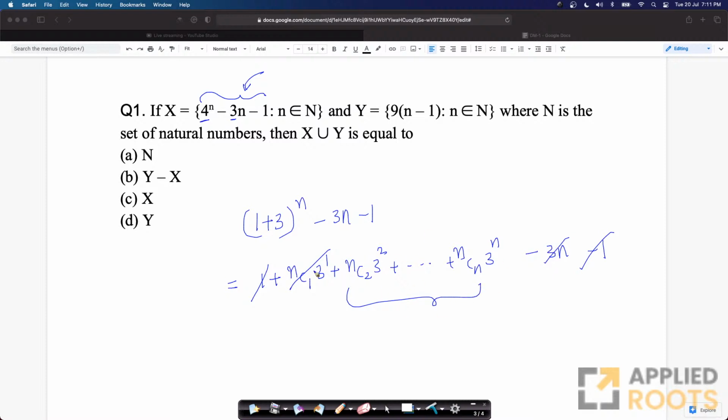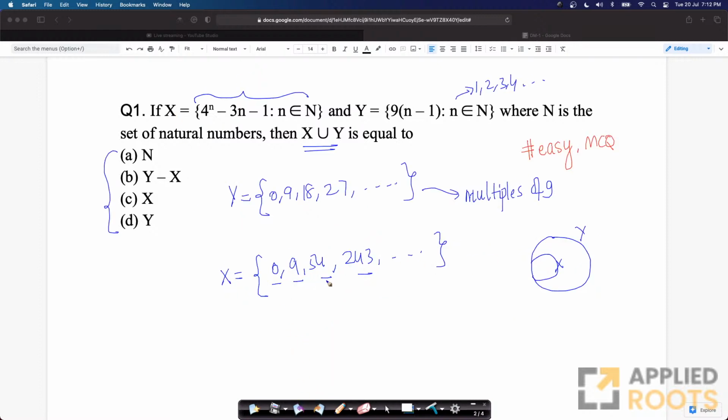Now, you can take 3 squared common. If you take 3 squared common, you get n choose 2 plus n choose 3 into 3 power 1, and so on and so forth, n choose n into 3 power n minus 2. So what you see here is all these values are also multiples of 9. But not all multiples of 9 would be present in the set X. Again, you can see this empirically or observationally. All of these are multiples of 9, but all multiples of 9 are not there here. So x union y will be equal to y, so D is the right answer.